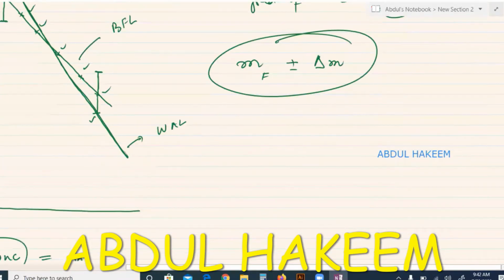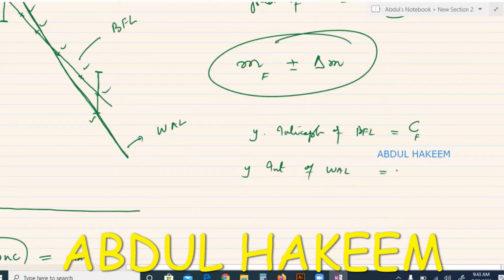And similarly, we will calculate the y-intercept of the best fit line. So that is CF, and we will calculate the y-intercept of the worst acceptable line. This is CW. So the CF is the actual answer of the y-intercept, but the difference of these two is the uncertainty in the y-intercept.